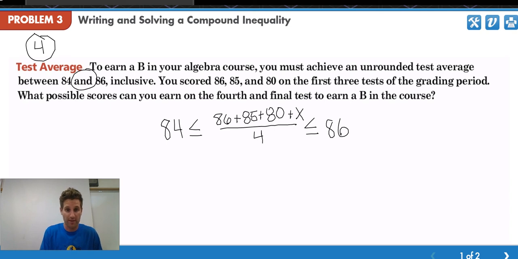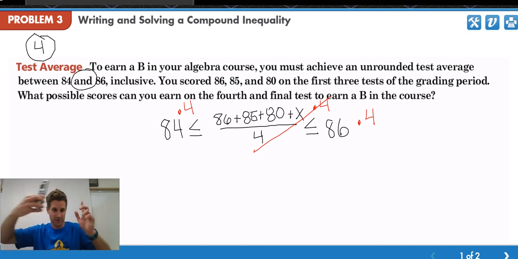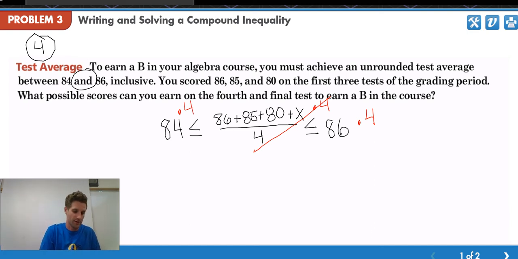First, how do I get a 4 out of the denominator? Well, to get a 4 out of the denominator, I'm going to multiply by 4, and it will cancel it out. Whatever I do to one side, I have to do to all 3 sides. So I'm going to multiply this by 4, and I'm going to multiply this by 4. And I'm going to bust out my trusty rusty calculator, and 84 times 4 is 336. The signs don't change. 86 times 4 is 344. And there we go.